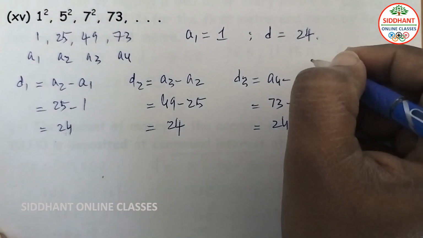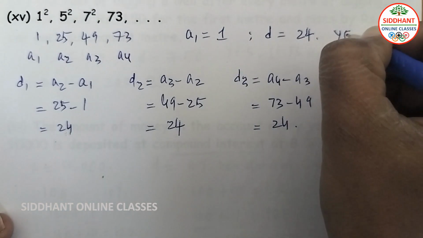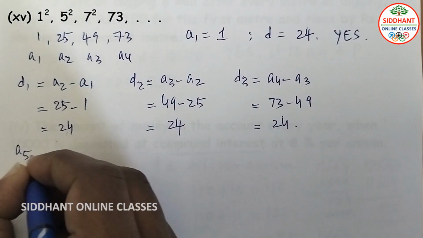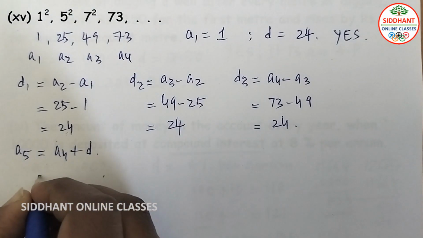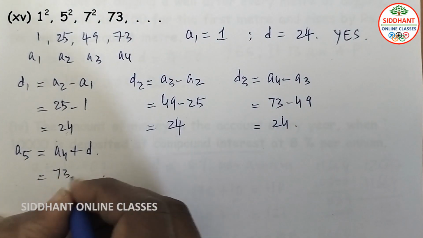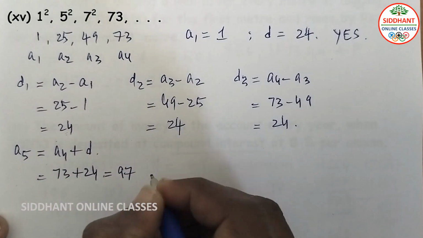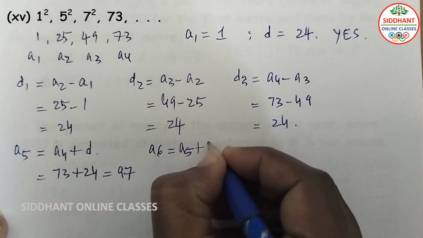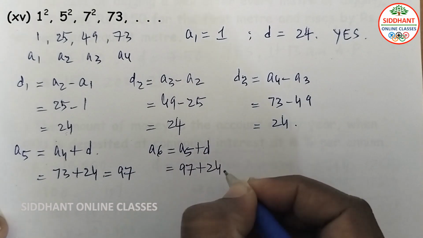Now D1, D2, D3 are common, that is equal to 24 here. Now the D is common, which means we get a common difference. We say that it is an arithmetic progression. Yes, it is an arithmetic progression. Now we are going to find out the next three terms. A5 means A4 plus D, that is 73 plus 24, that equals 97 here.